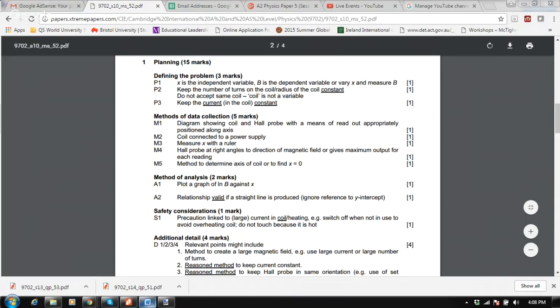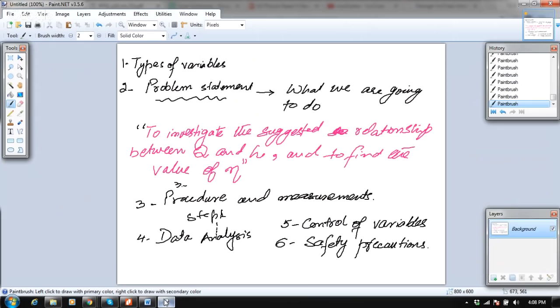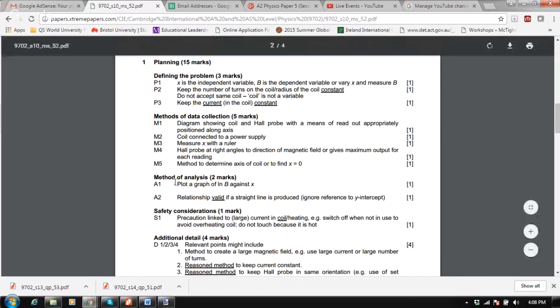मैंने second heading, if you look at this one, the first one is types of variables. So that is acknowledging what is marking scheme asking for. And then there is problem statement. We clearly mention that what we are going to do. Then the third part is procedure and measurements and data analysis. So coming back to this marking scheme, here is the method of analysis, which is called data analysis. And this is the procedure and measurements, like method of data collection.